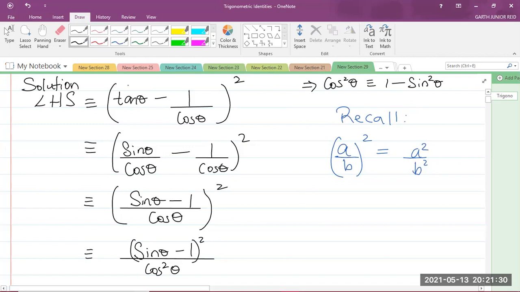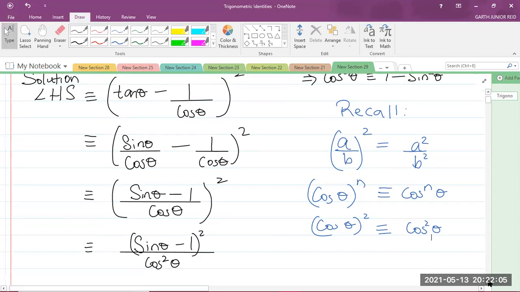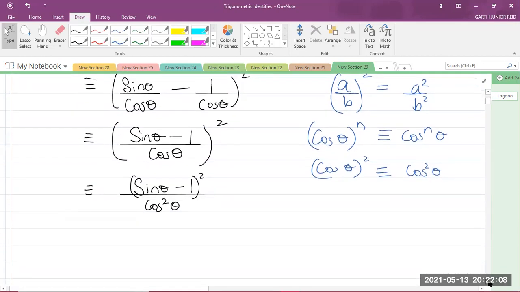Just to refresh your memory, the cosine of theta raised to the power of n is equal to cos to the power n of theta, once that number n is not negative 1. This is always going to be true. So the cosine of theta all squared is the same as cos squared theta. Once you see the power on the inside, you know that the expression is being raised to that power.